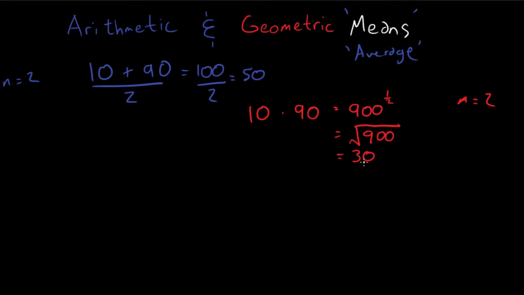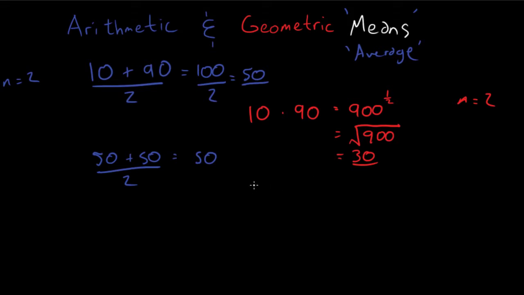So why is there a difference in values between 30, the geometric mean, and 50, the arithmetic mean? Let's look at another set of numbers. Let's say we're given 50 and 50, and this is far more obvious. We've got the average of those. Again, n is equal to 2, because there are 2 terms in this series, and that is equal to 50.